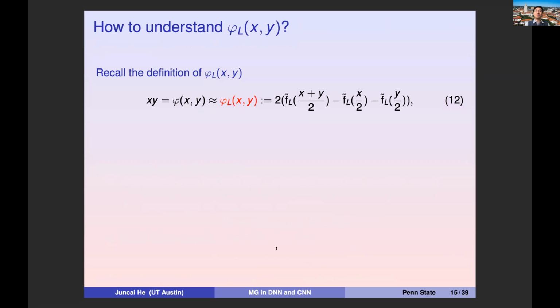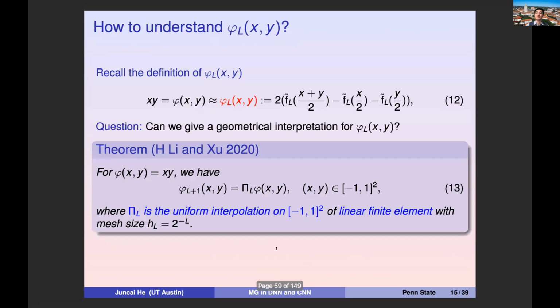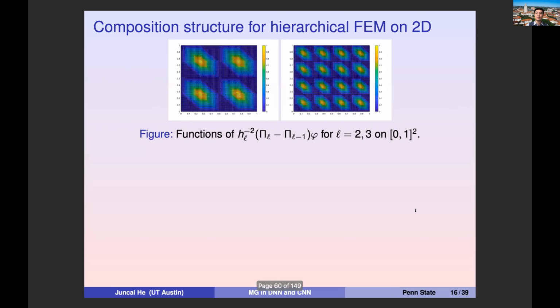So how to understand this phi L? This phi L is not just a tensor product, because we have the following result. Again, what is this phi L? It is a uniform interpolation for linear finite element. If you think of it as a simple tensor product, then you should have a bilinear interpolation in some sense, right? But here you just have a pure linear finite element interpolation.